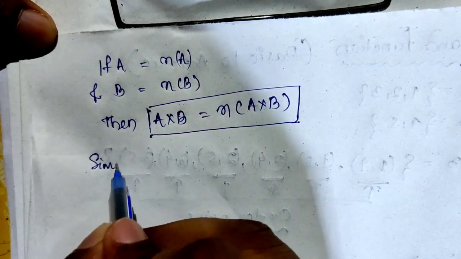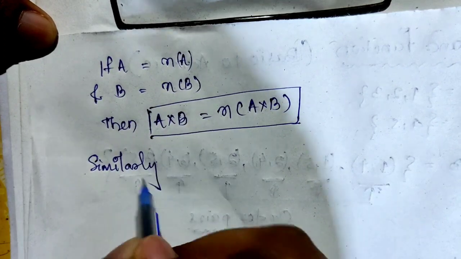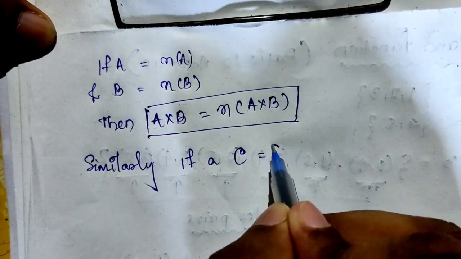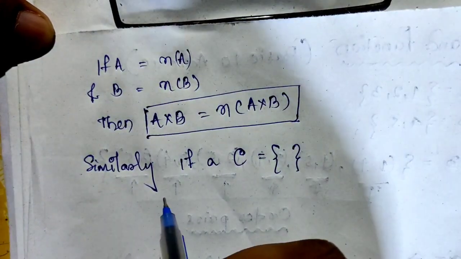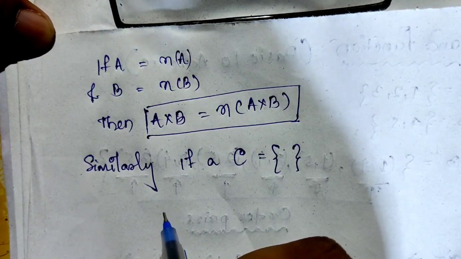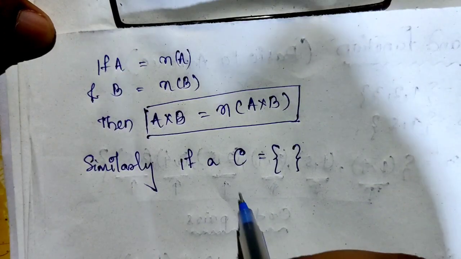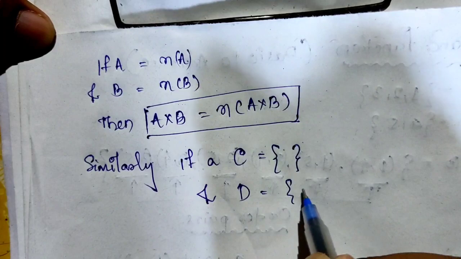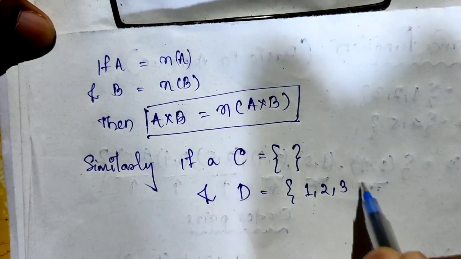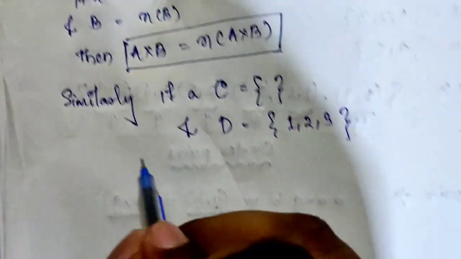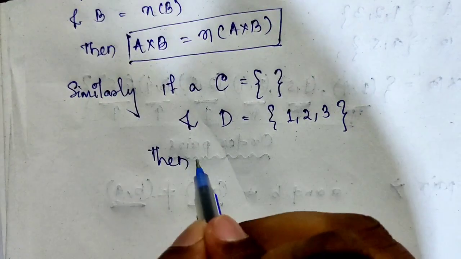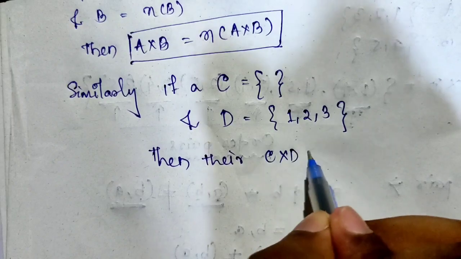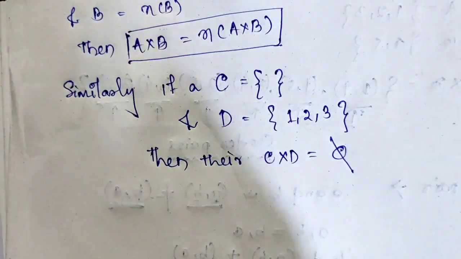Similarly, if a set C is equal to phi, the empty set, or does not have any element, and another set D has 1, 2, 3 elements, then their cross product is always phi.